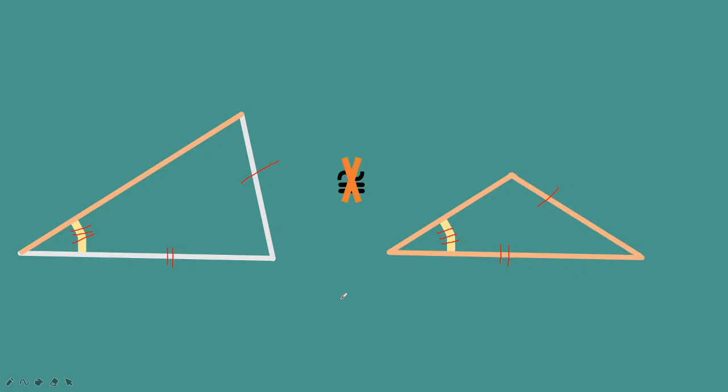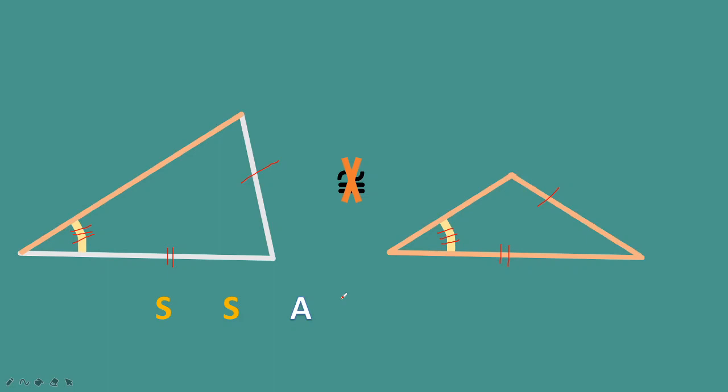So, because of that, SAS used to work, but when the angle is outside the sides, not between the sides but outside the sides that we are considering, it will not work. It is not a test for congruence.